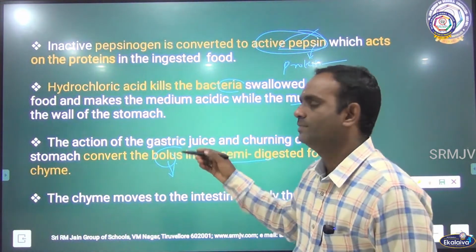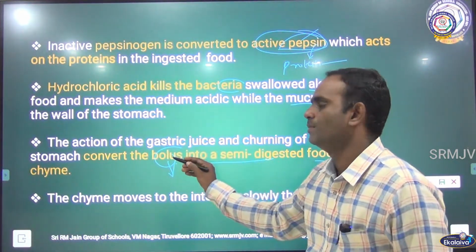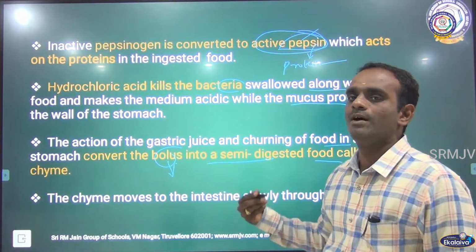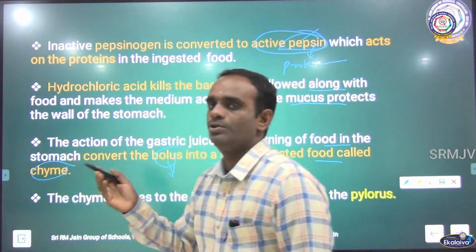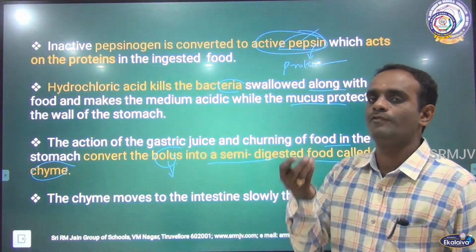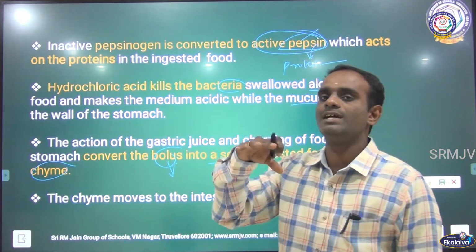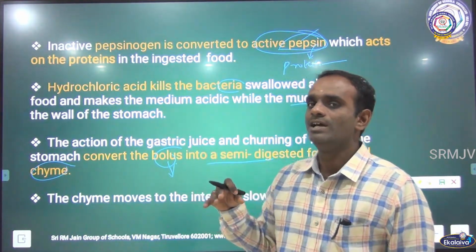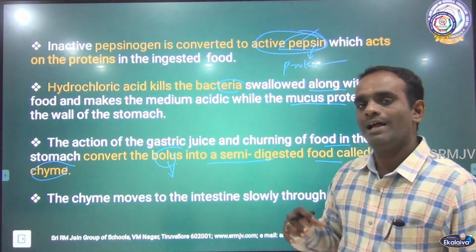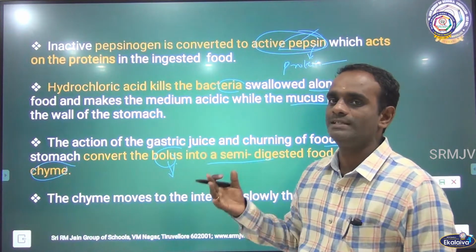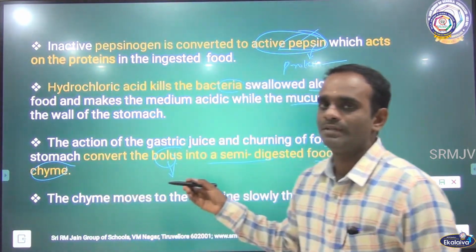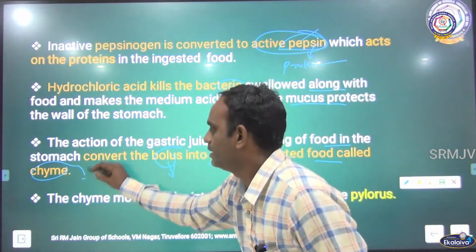The food from the mouth to the stomach is said to be the bolus, and the food from the stomach to the small intestine is said to be the chyme. So you have to know the difference between bolus and chyme. The bolus is nothing but the food from the mouth after the initial digestion takes place. The bolus enters into the stomach and digestion takes place. After that, the bolus is changed into chyme, which enters the small intestine.